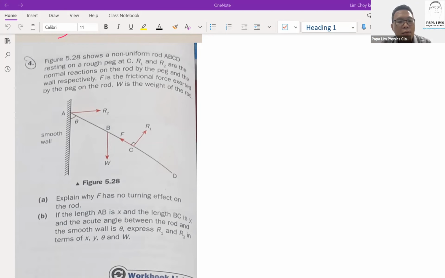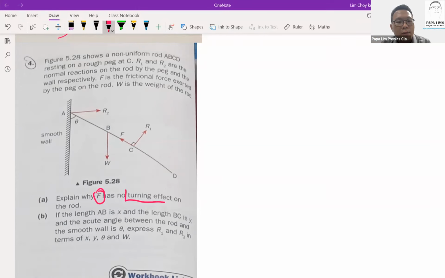The question asks why force F has no turning effect on the rod. Based on the question, the rod is pivoted at point A. So when we look at moments, we are only looking for two things. For the object to experience a turning effect, I must firstly have the force, followed by the perpendicular distance.